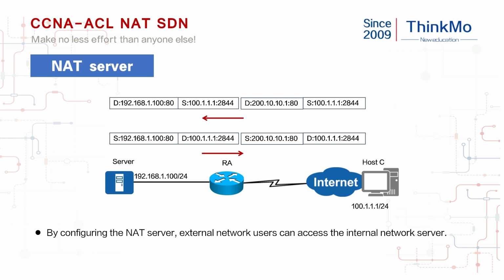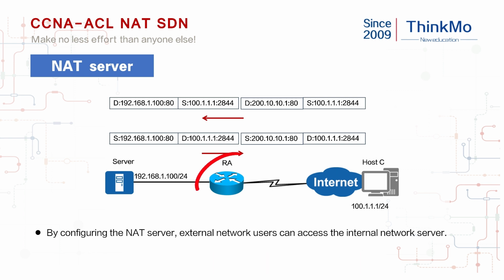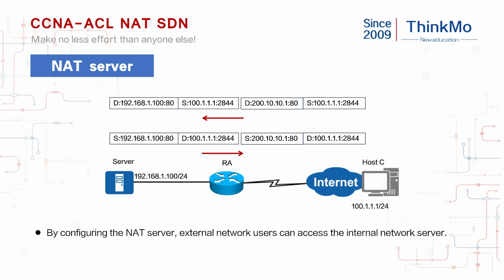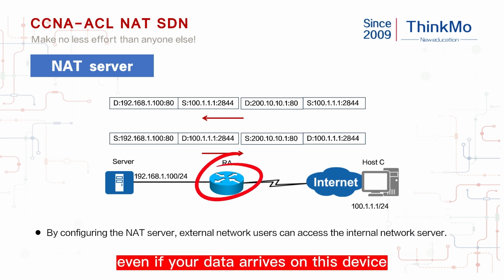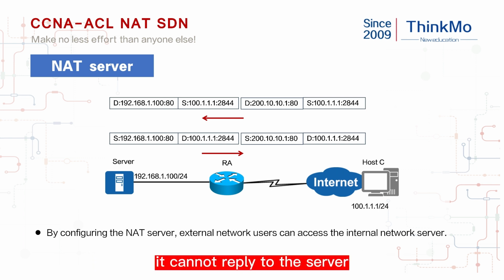It means, if you are directly on the public network and use 100.1.1.1 to access the private network, you cannot access this device, because it is a private address, even if you can find a device like it. Since this data did not originate from inside, there is no such mapping in its mapping table. Even if your data arrives on this device, since it cannot find a corresponding mapping, it cannot reply to the server.